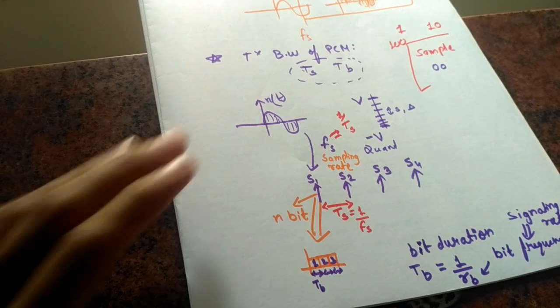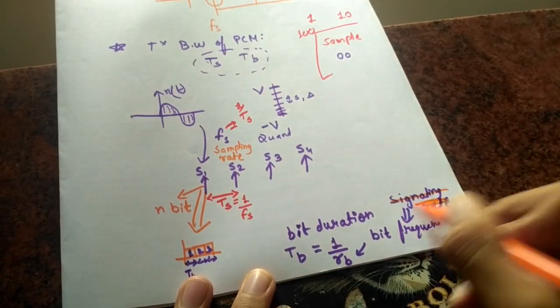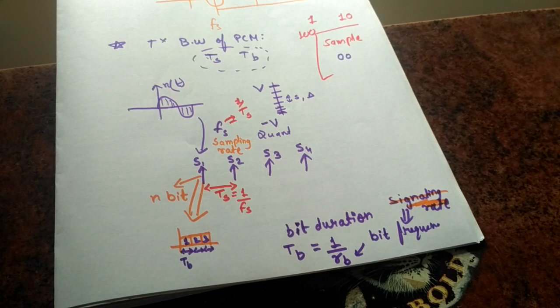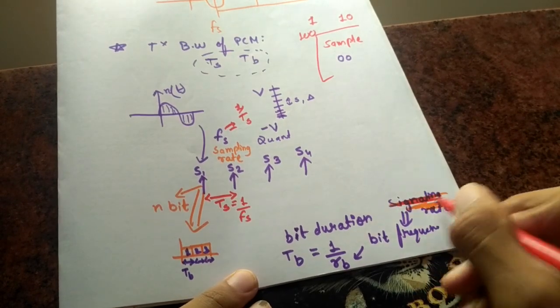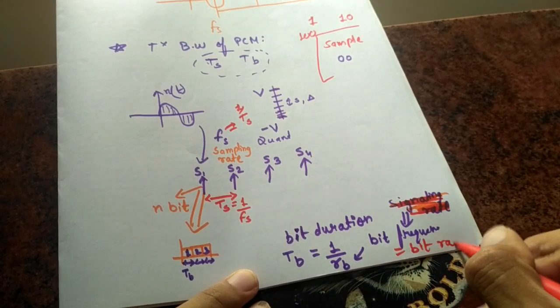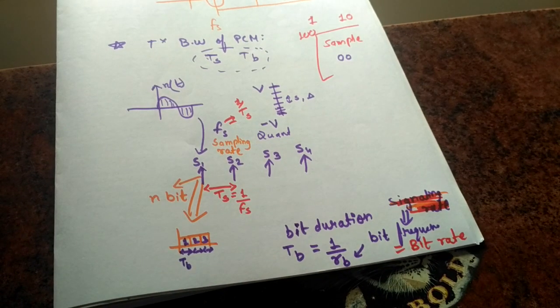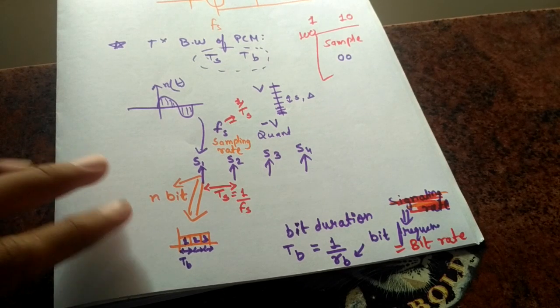Sorry, this is not called signaling rate, this is called bit rate. This is the duration of one bit, so this will be called bit rate. I'm sorry for this. It is called bit frequency, or we can say bit rate, and is denoted by Rb. It simply represents the number of bits per second. Rb is nothing but the number of bits per second, denoted by 1 by Tb, where Tb is the duration of one single bit, either 0 or 1 or anything. Tb represents the duration of a single bit.